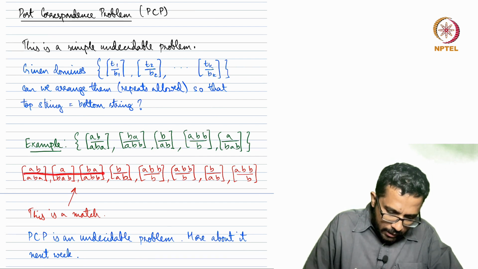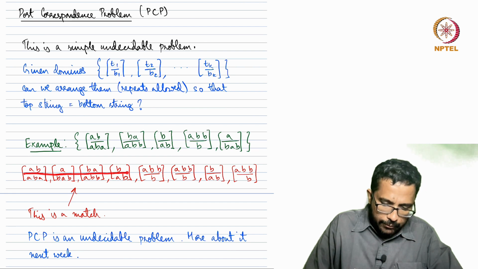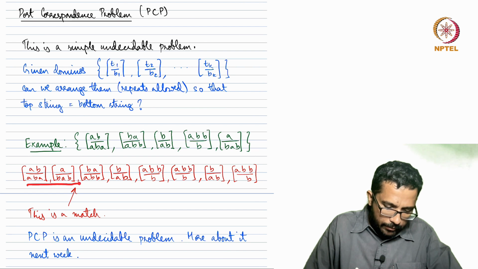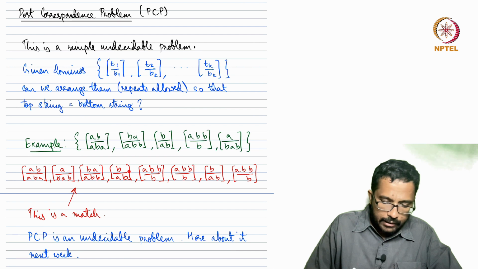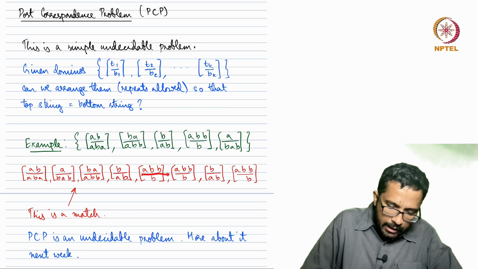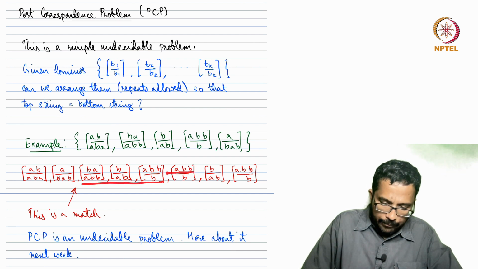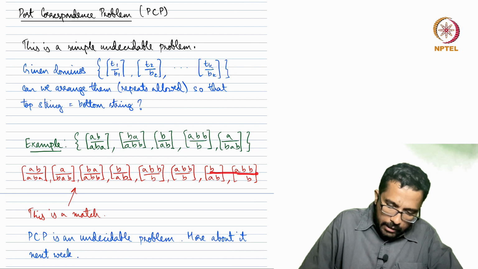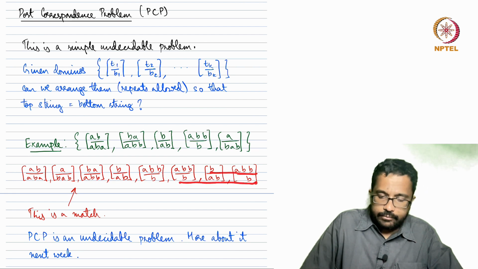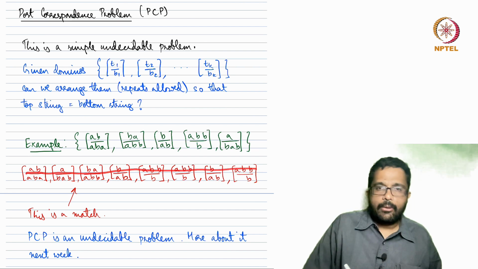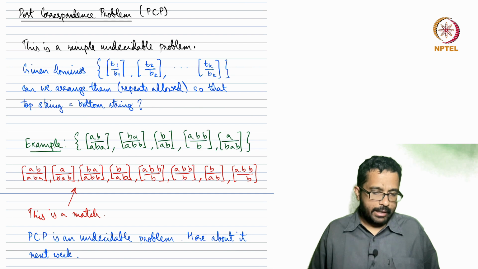The first 4 dominoes' top part is AB AB AB. The first 2 dominoes' bottom part is AB AB AB. So now we are up to the 4th in the top, up to the 2nd in the bottom. Then ABB ABB up to the 6th in the top, ABB ABB up to the 5th in the bottom. Right now the rest is BABB and BABB. So if you read the entire top string, it is the same as the bottom string, and this is what we mean by a match.